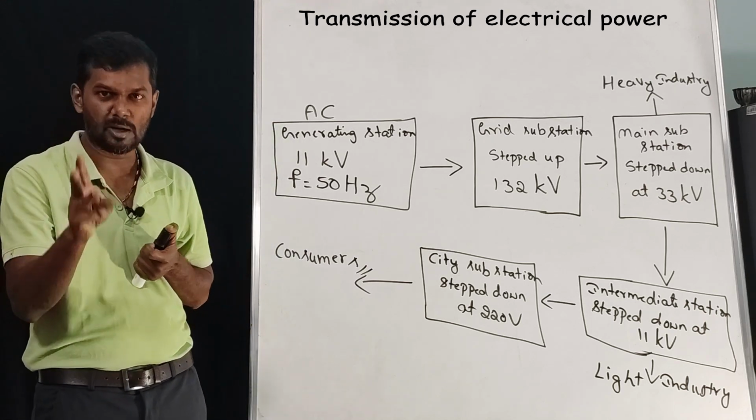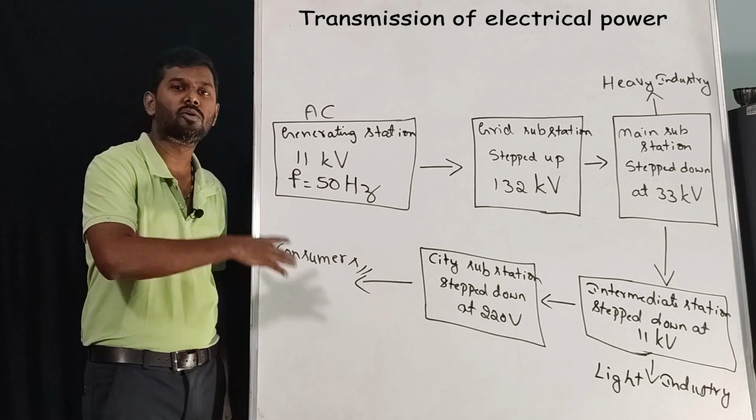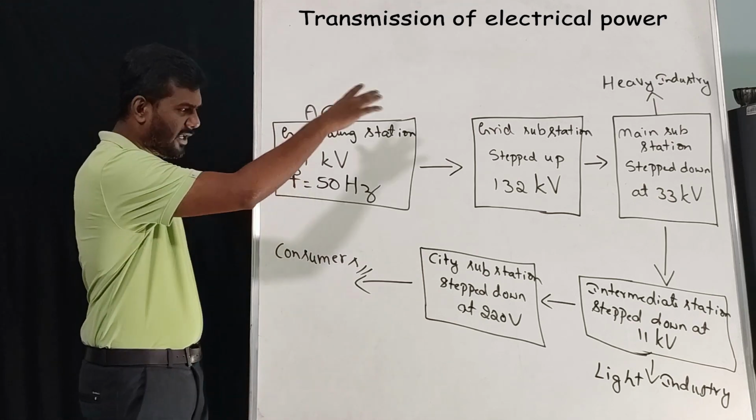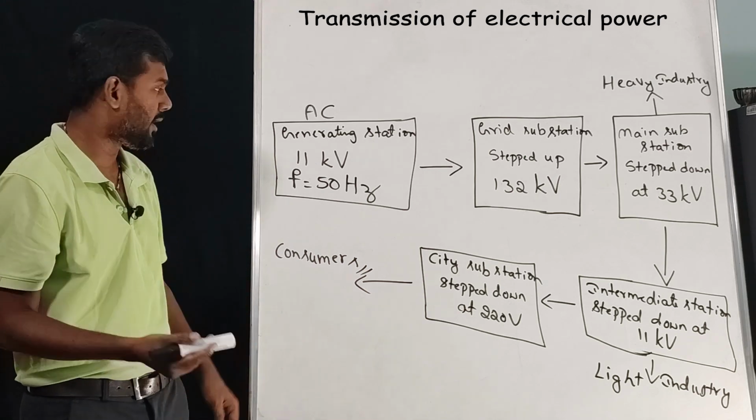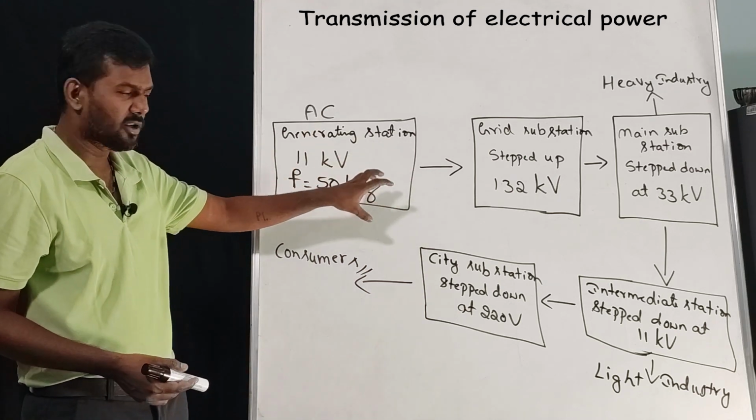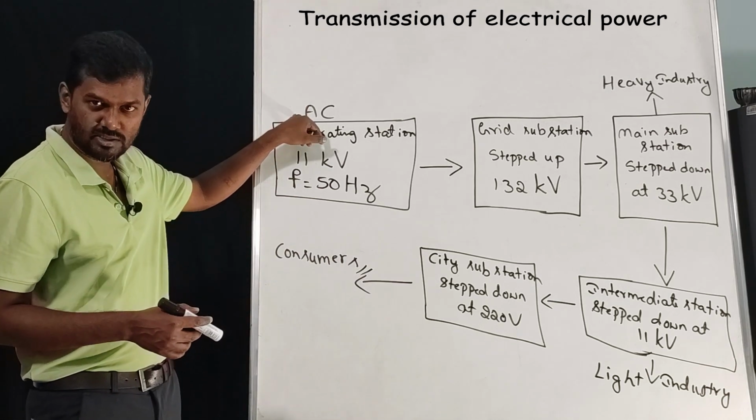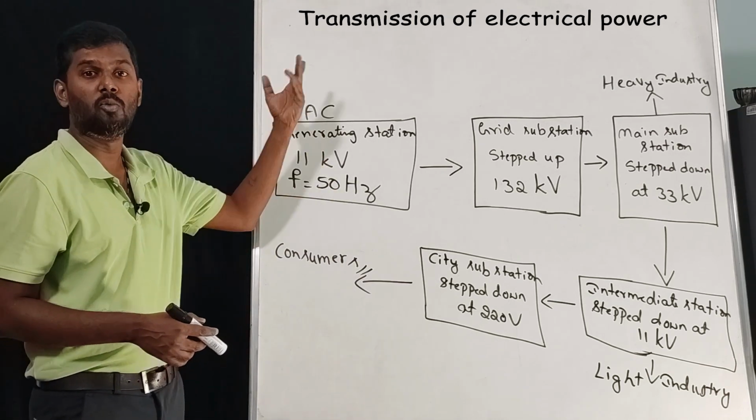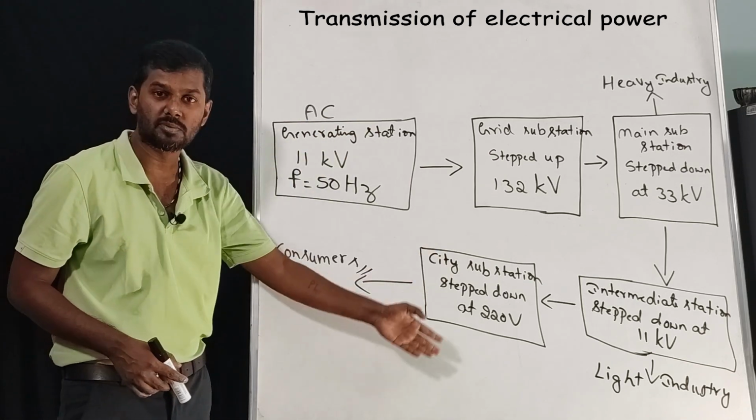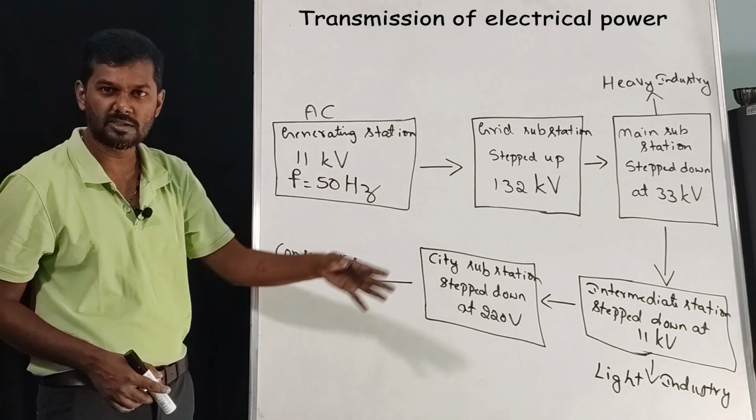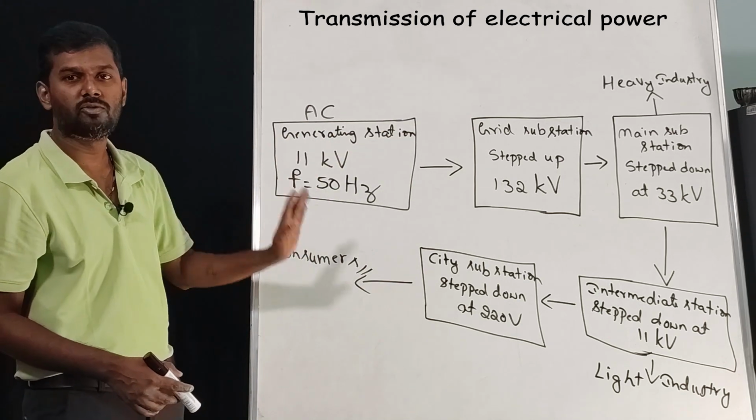See, in this chapter there are 3 block diagrams. If you can understand all 3, then you have understood this chapter clearly. They may ask you to write the block diagram, or most of the time they will ask you a give-reason question. They'll ask why AC, why not DC, why only 11 kilovolts, why not more or less than 11 kilovolts, what is the frequency in the city substation. We know the frequency will remain the same everywhere, from the generating station to the consumer it is 50 hertz only.